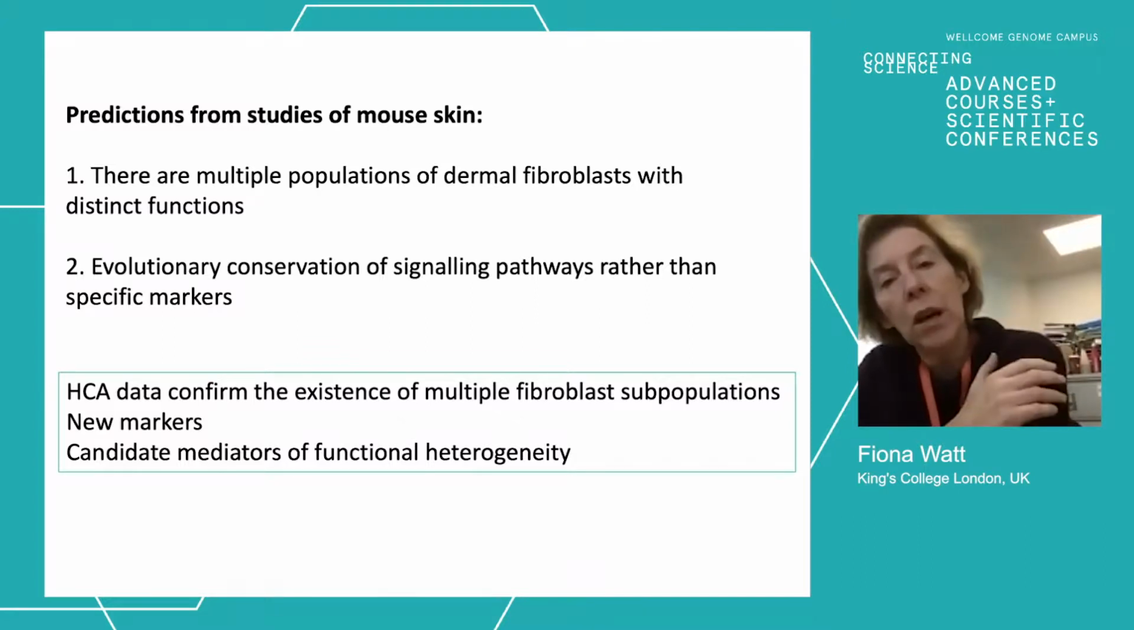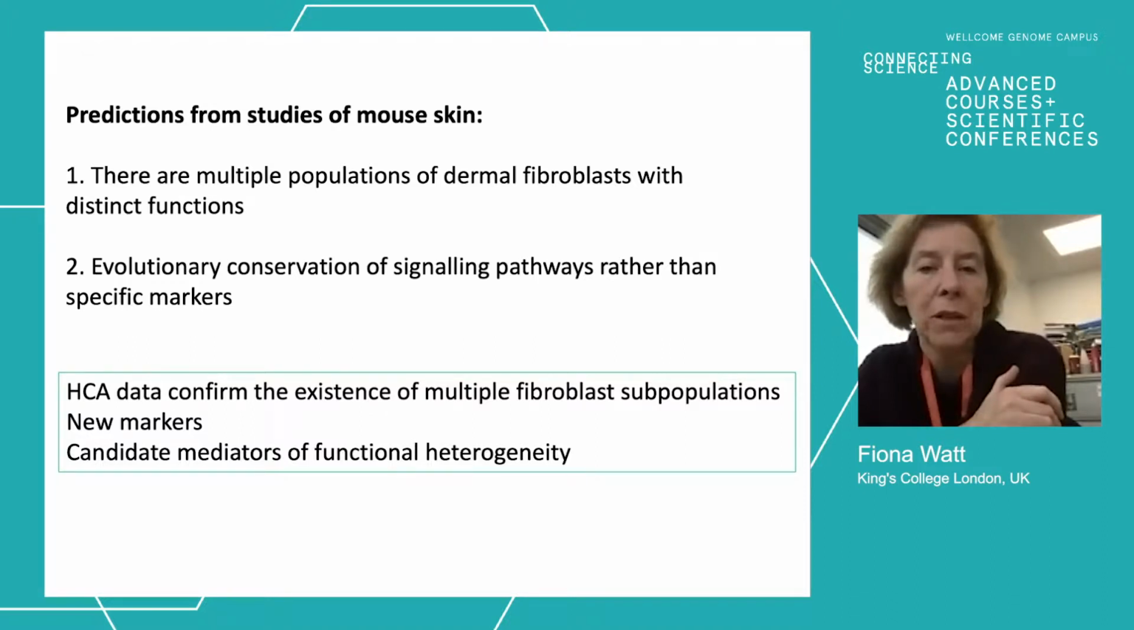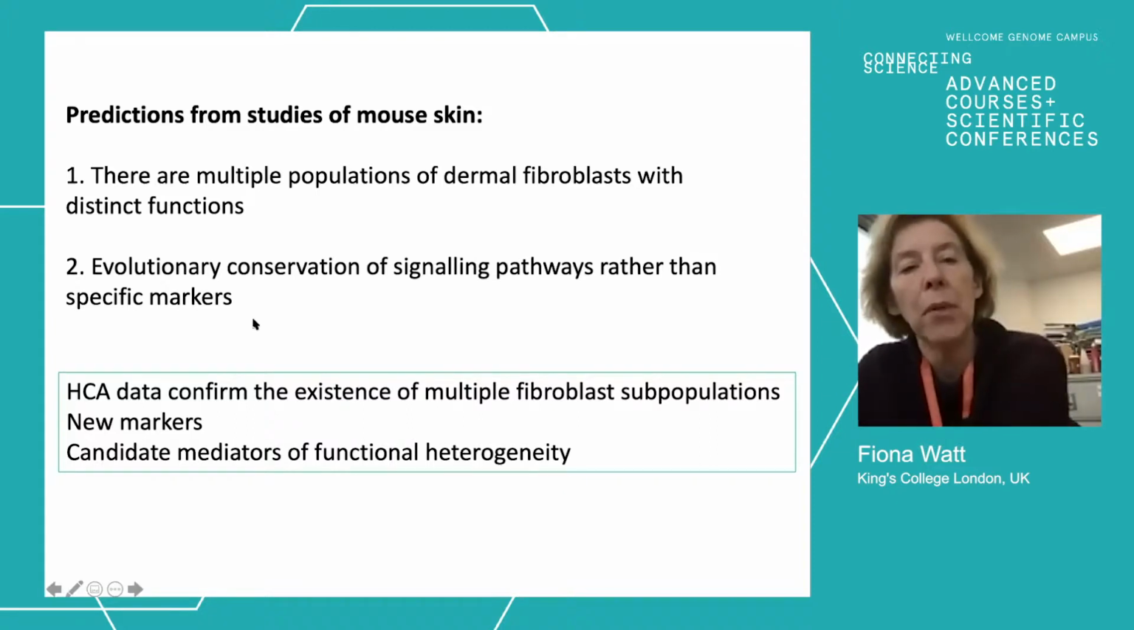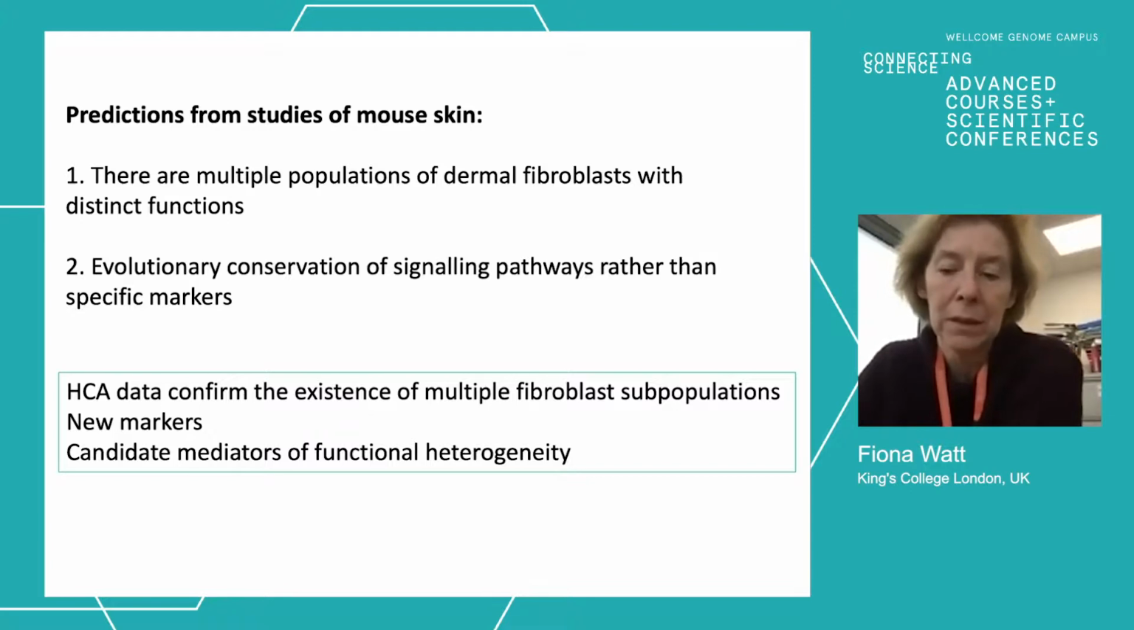So the work on the fibroblasts confirms the existence of different populations of cells. It gives us new markers that we can use to map those cells. And going back to the issue of signaling pathways that control dermal properties, it gives us some really interesting candidate mediators that could explain mechanistically the variation in function of the fibroblasts.